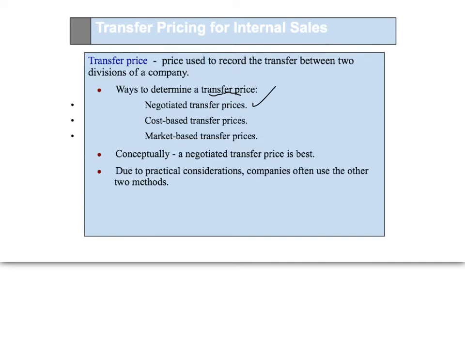Another way is cost-based pricing. That is, we transfer at what it costs the division plus a markup. And a third way is if we have an outside market-based price for this product, then if we transfer it internally, we use the market-based price as the base for determining what the transfer price is. Now, conceptually, we want to encourage division managers to be autonomous, that is, operate on their own. And so negotiated transfer pricing is the best, but it also causes a heck of a lot of problems.